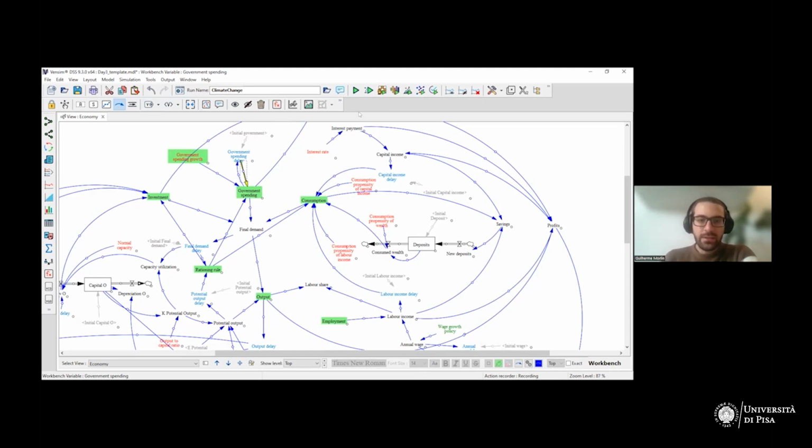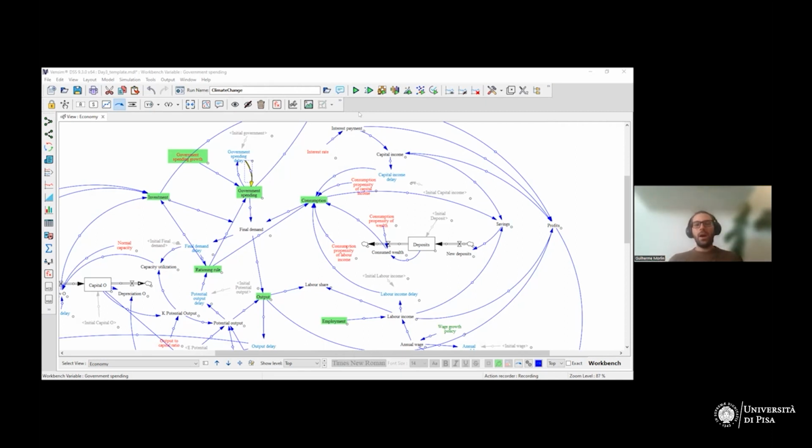There's someone in the chat. Since output is defined as a variable, not as a stock, overproduction in period X cannot be consumed in period X plus 1. Can it? That means if more is produced than demand in the first period, then there's... Yes, thank you, Elias. Thank you for your question.